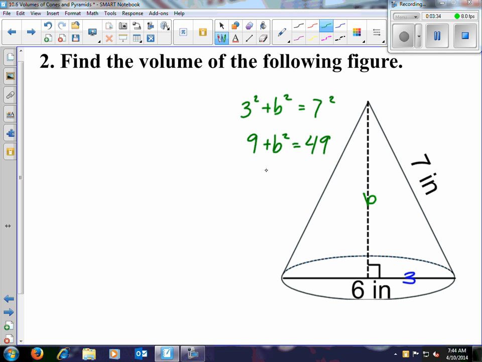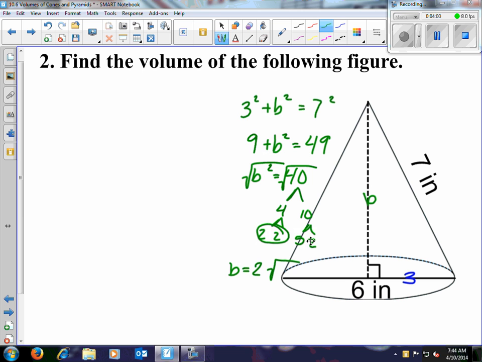Subtract 9 from both sides. So I have b squared is equal to 40. Then I square root. And then we can break this down. So this can go to 4 and 10. This can go to 2 and 2. And this one can go to 5 and 2. Remember, we have our pairs. So we have b equals, our pairs come out front. So we have 2 square root of 5 times 2, because our leftovers stay on the inside. So we have b equals 2 radical 10.